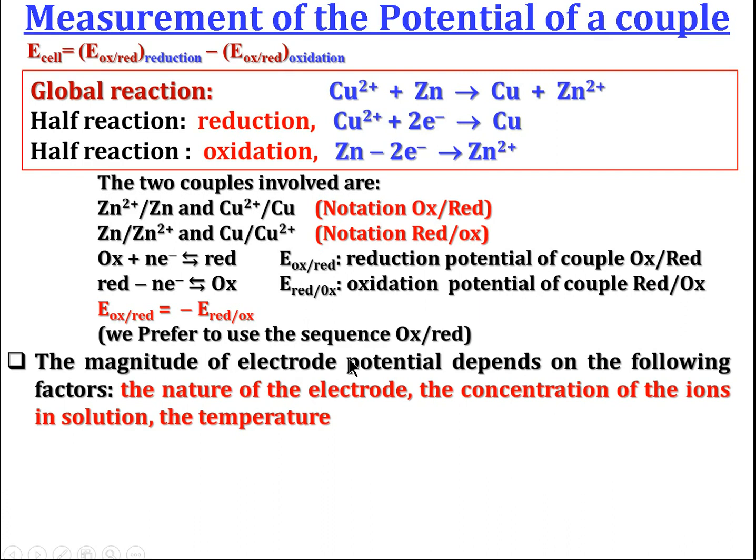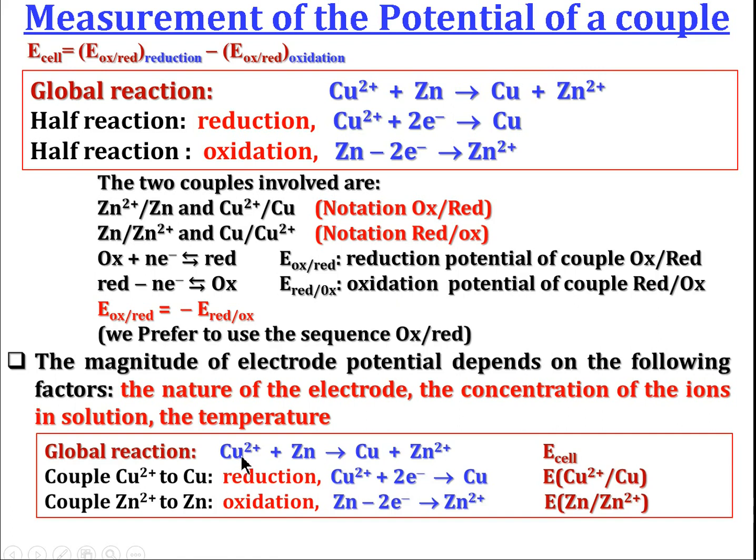The magnitude of electrode potential depends on several factors. So E ox/red of a couple depends on the nature of the electrode, so on the nature of the red. It depends on the concentration of the ion in the solution, so on the concentration of the ox, and it also depends on the temperature.